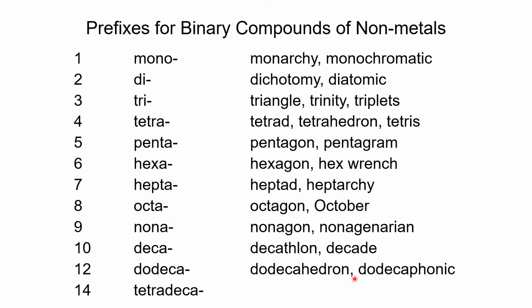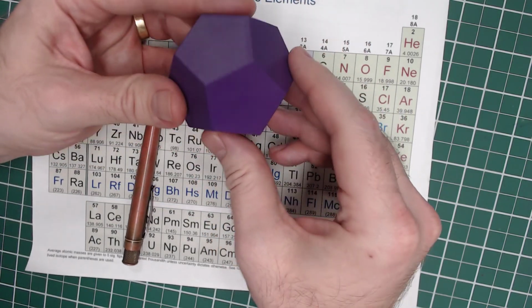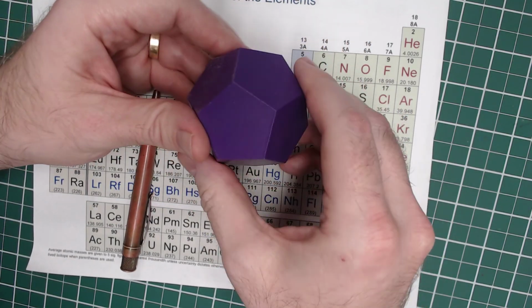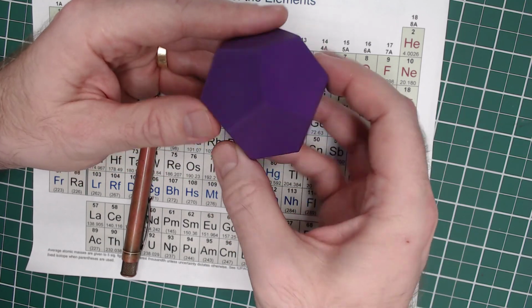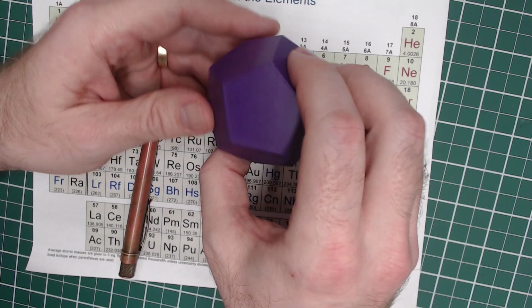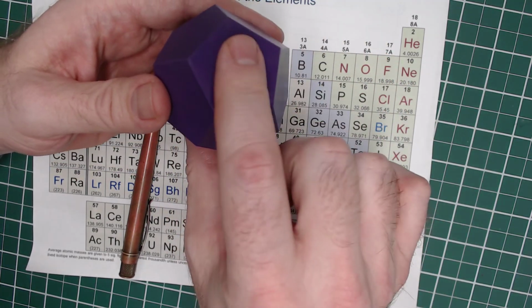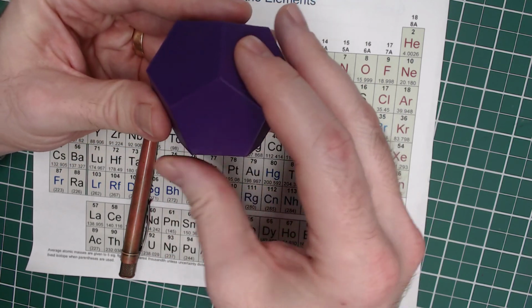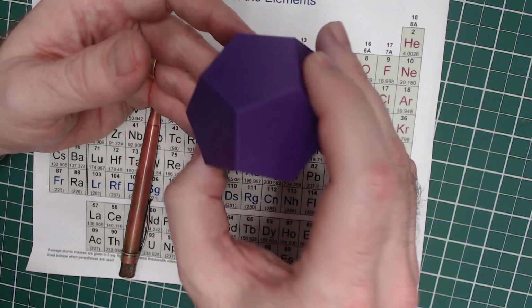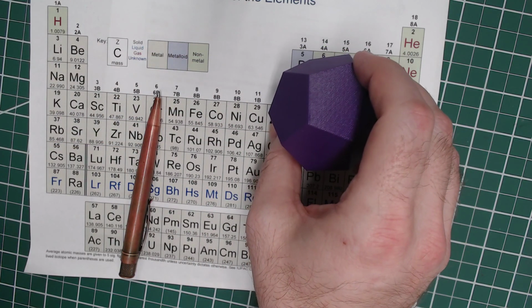I just so happen to have a 12-sided polyhedron, a dodecahedron right here. All right, and so here it is. I designed this on the computer and printed it out on my 3D printer, and you can see it is a 12-sided object. 12-sided polyhedron. For those of you who are familiar with role-playing games like Dungeons and Dragons, you're quite familiar with the 12-sided die.